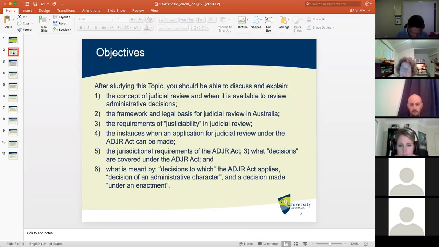Yes, I've just typed the question because I would like to know, if you can't make the ADJR Act work for you, can you then rely on the common law to make a decision? I'm just a bit confused about the two whilst I was reading through the textbook.